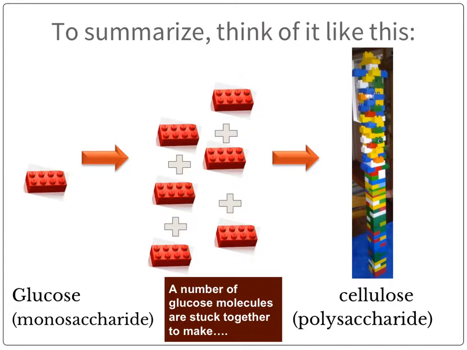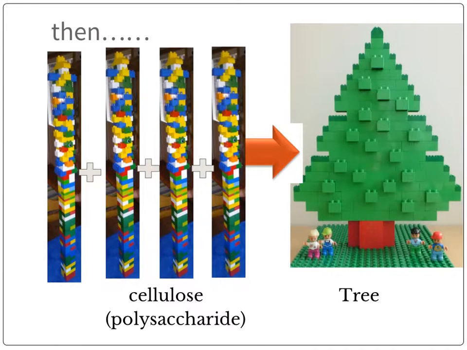Here's a glucose molecule, this monosaccharide is going to be signified by this Lego, and we're going to connect a bunch of these monosaccharides together, a bunch of these Legos together to make this polysaccharide cellulose. And if you take a bunch of those towers of monosaccharides and connect them in a specific way, a bunch of this cellulose, you weave that in a certain way, they'll all combine to make parts of trees.